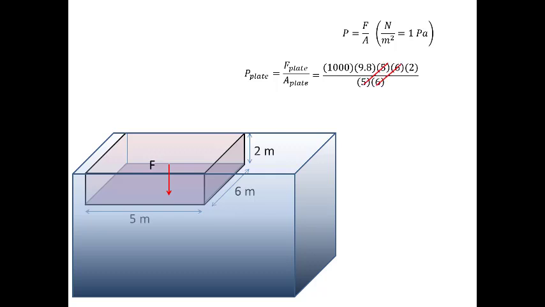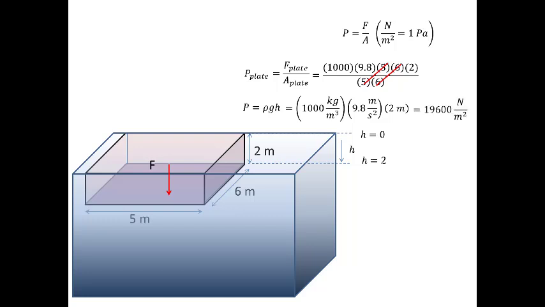So imagine we just cross those out, and it turns out that the pressure on the bottom of the plate is just going to be rho times g times h, which in this case is 2 because it's 2 meters deep. So if we kept the units right here, we just say that's 1,000 times 9.8 times 2, and we do the Newton conversion, and we get this is equal to 19,600 Newtons per meter squared, or pascals.